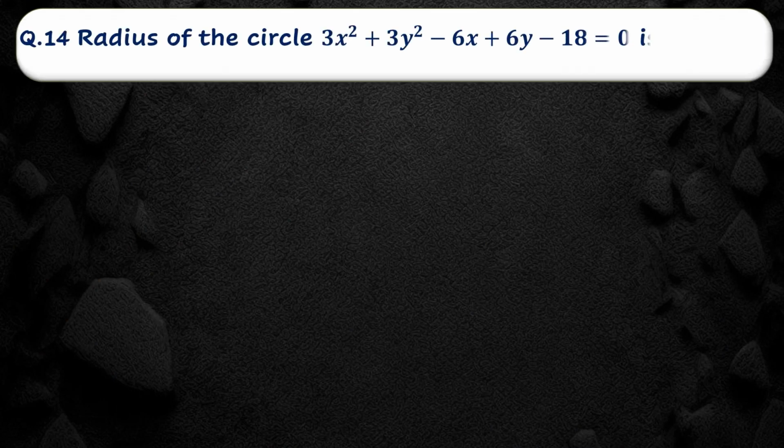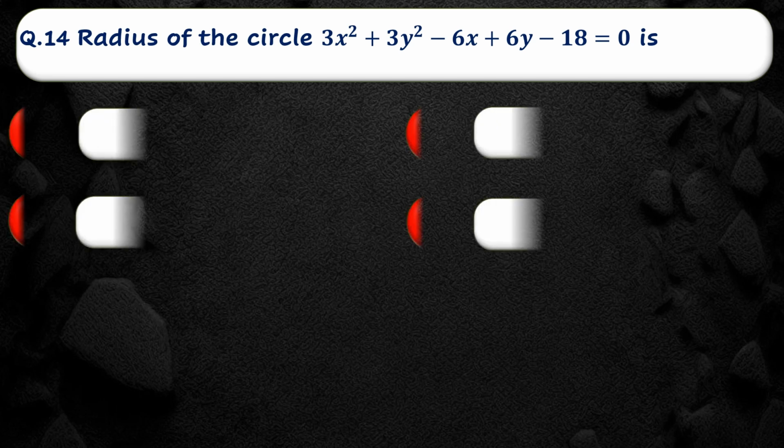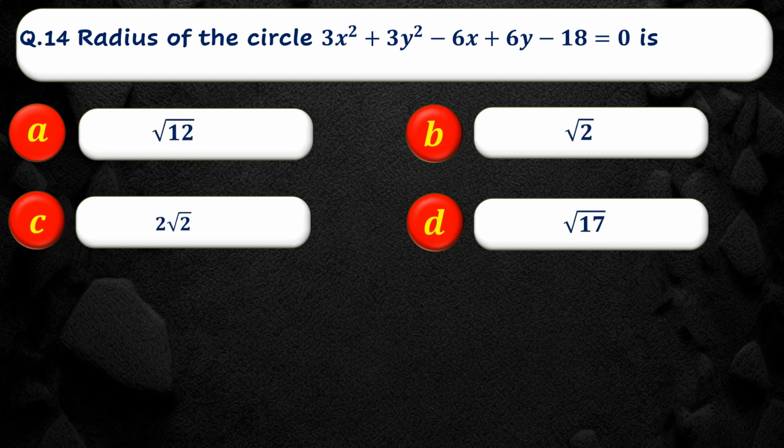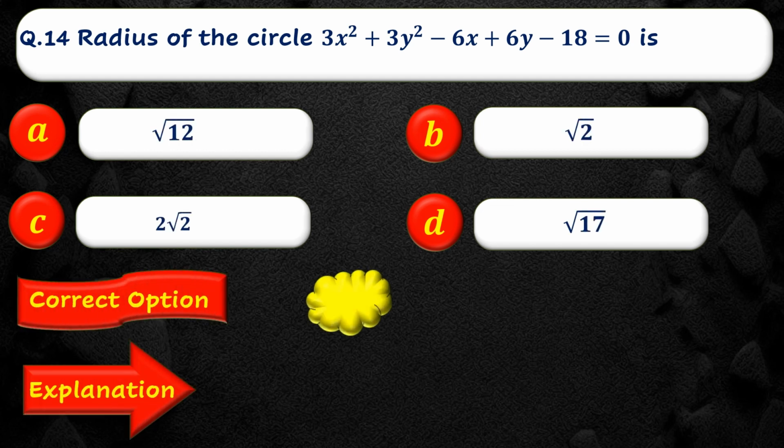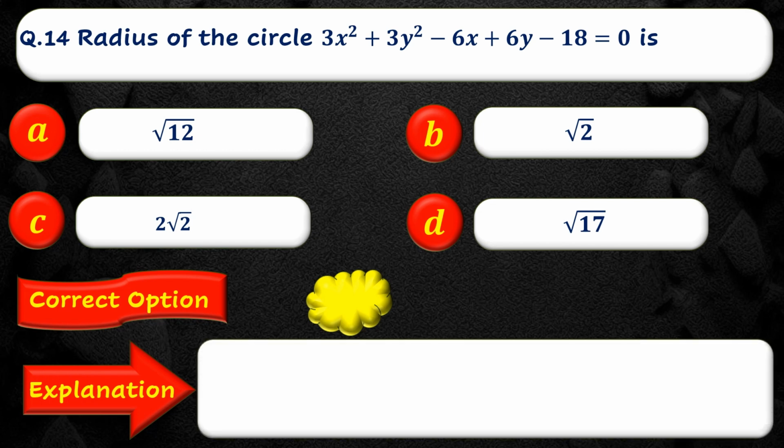Question number 14. Radius of the circle 3x² + 3y² - 6x + 6y - 18 = 0 is, and the options are. Let's check out which one is the correct option. But before that, let's explain it.